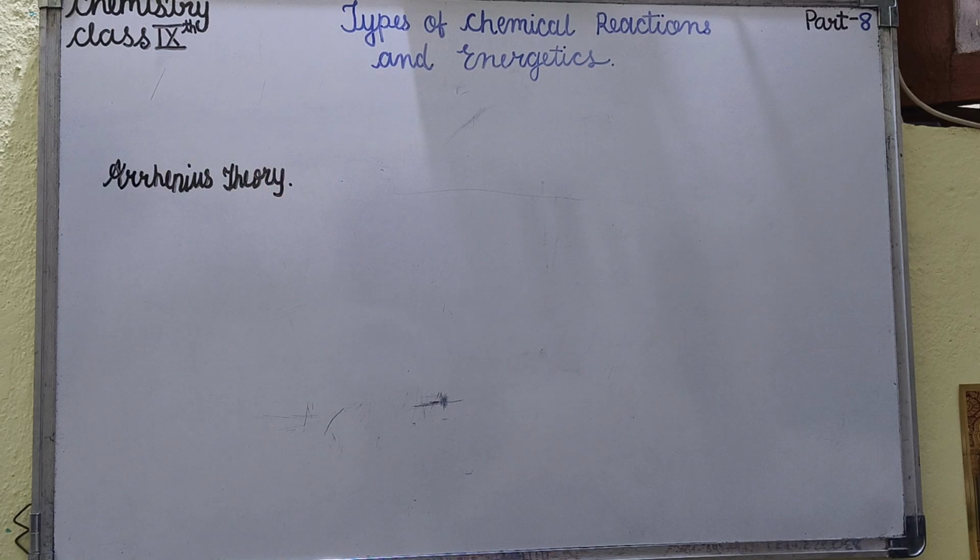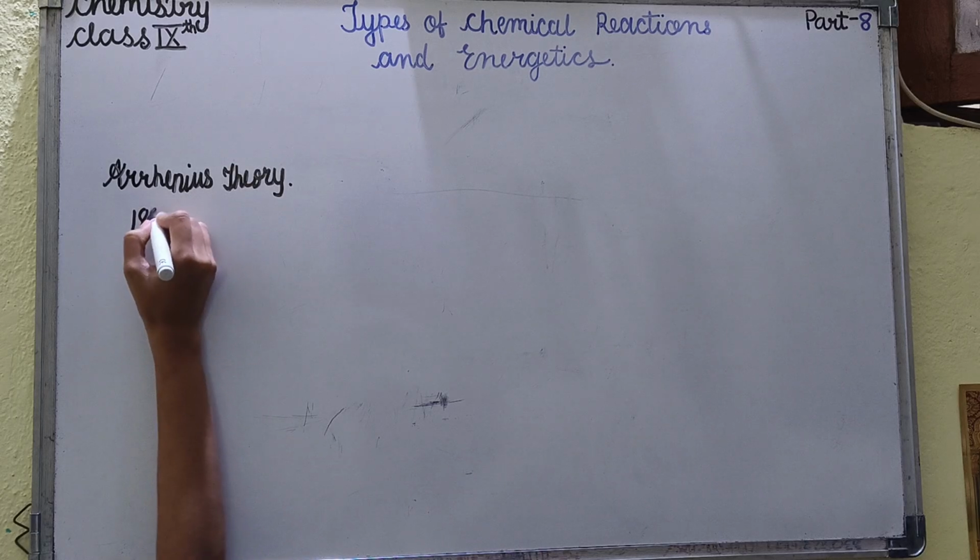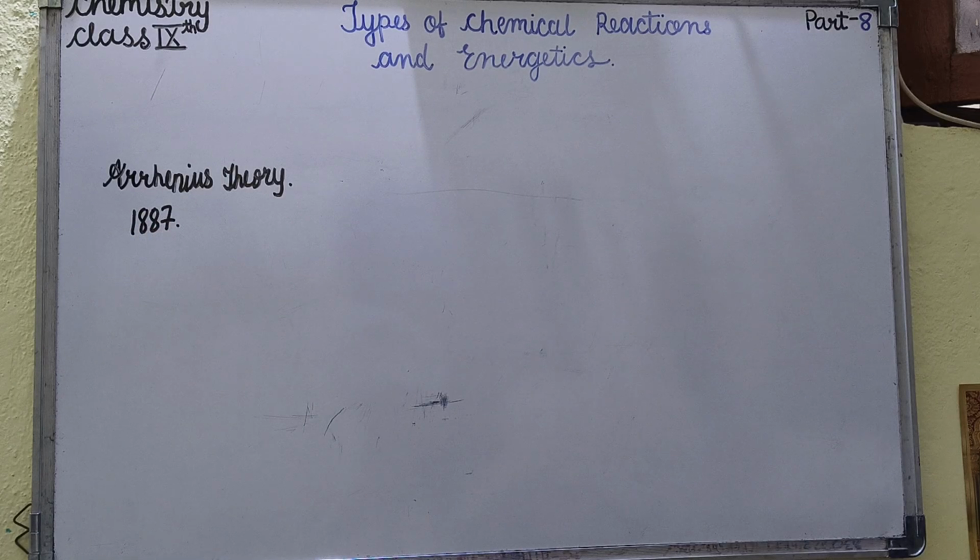Arrhenius theory of electrolytic dissociation or ionic theory. So this theory was put forward by Arrhenius in 1887. The main postulates of this theory are: an electrolyte is a substance which dissolves in water and breaks up into charged particles called cations and anions.